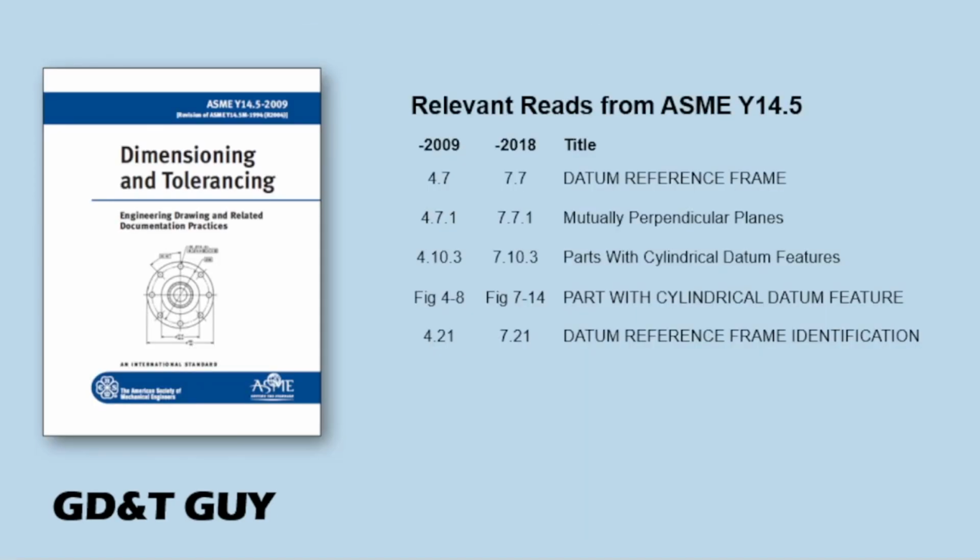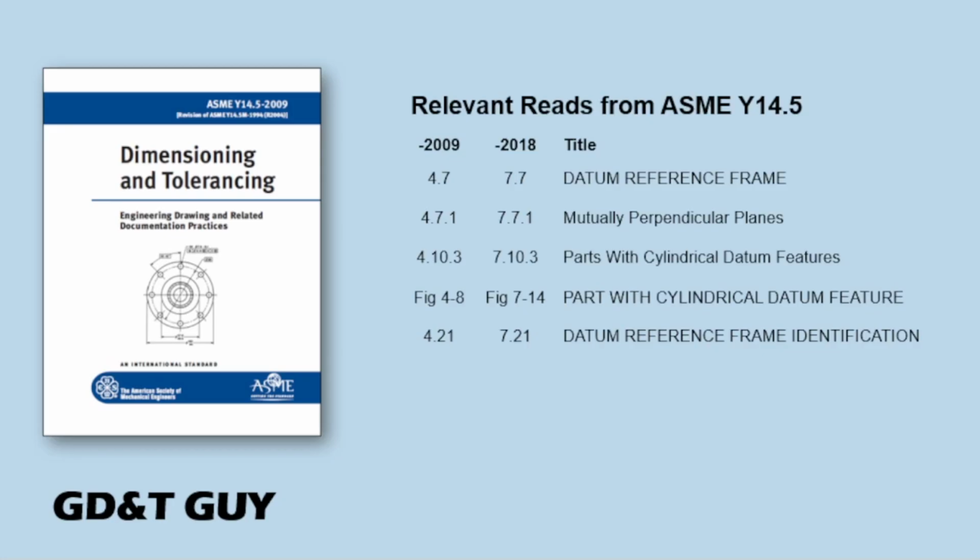And so far, everything I'm telling you is really well supported in the standard. Most of it found in Section 4 on datum reference frames. It's Section 7 in the 2018 standard. I think that path runs through 4.7 and 4.7.1, which get us into this concept of the three mutually perpendicular planes. Once we get that established, we have an origin we can use to dimension features related to that datum reference frame. 4.10.3 tells us how, when we have a cylindrical datum feature, like our datum B on that last drawing, two of those planes intersect on the datum axis.